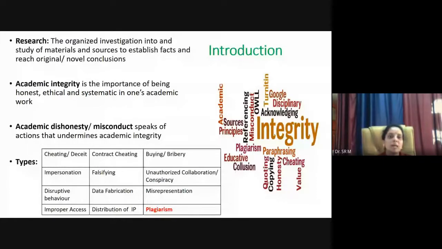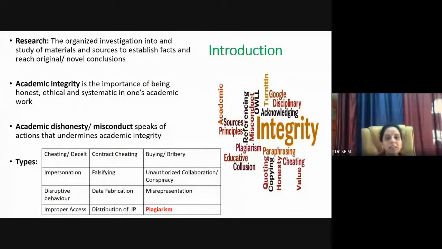We also have deceit. It means we are either lying or falsifying some information. We have contract cheating, where a student or a research scholar is either paying, persuading, or bribing somebody to help them cheat. It could be buying exam answers, question papers, already pre-written essays, or entrance to any institution or university. All this comes under contract cheating.